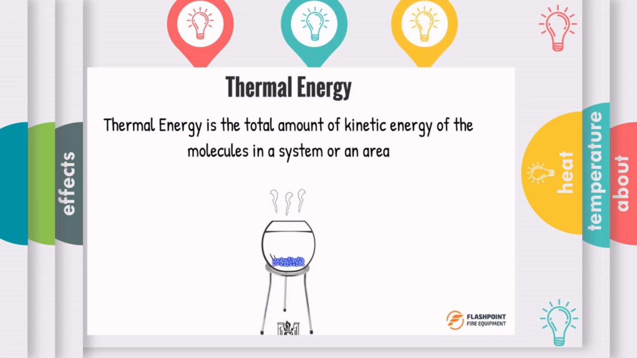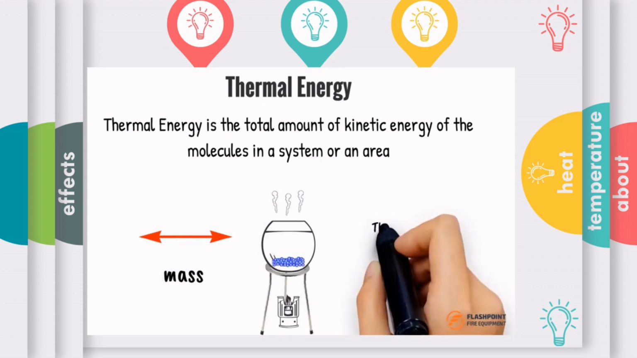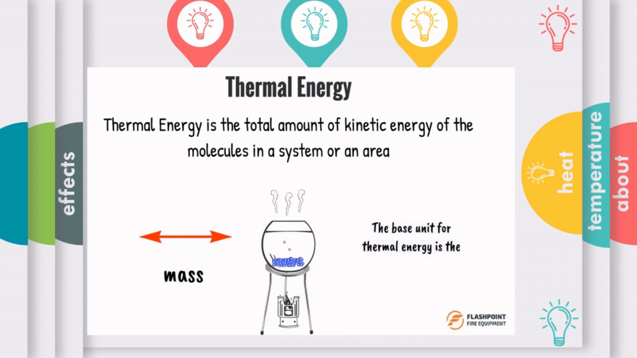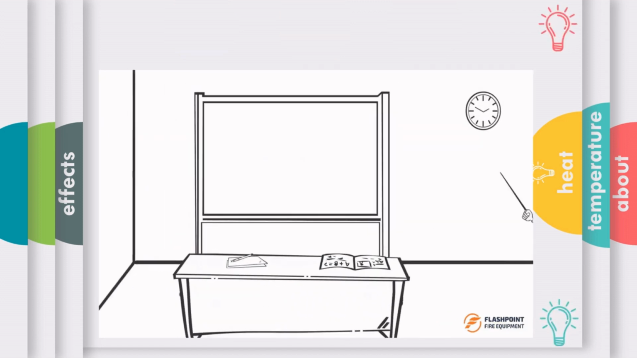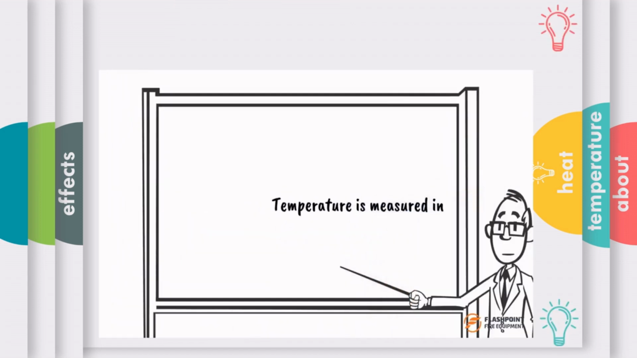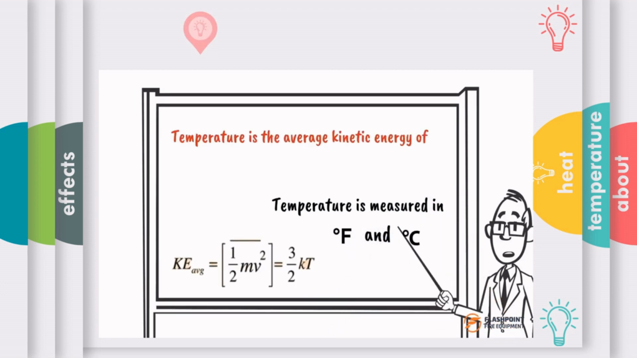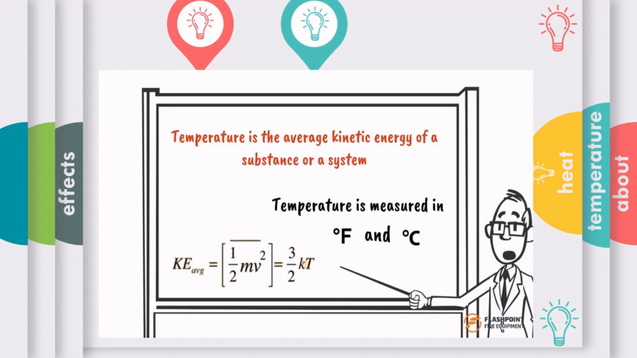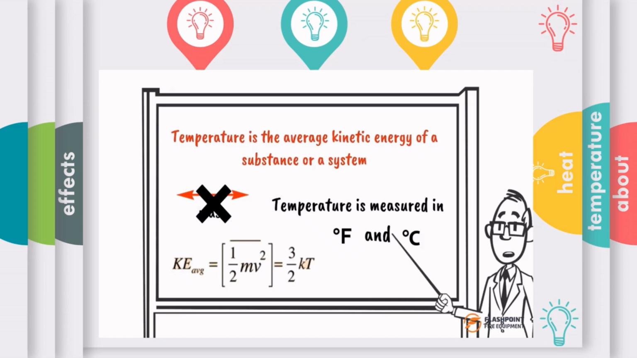Thermal energy is the total amount of kinetic energy of the molecules in a system or an area, and therefore, it is impacted by size and mass. The unit for thermal energy is joule. Temperature, on the other hand, is measured in degrees Fahrenheit, degrees Celsius, or Kelvin. Temperature is the average kinetic energy of a substance or a system. Since it is the average kinetic energy, it is not impacted by the size and mass.